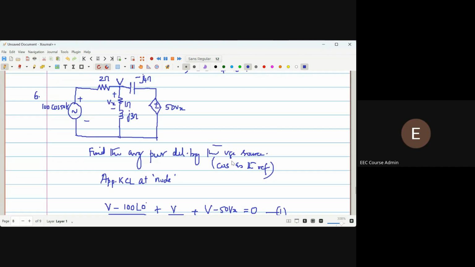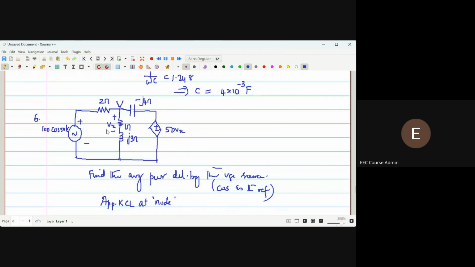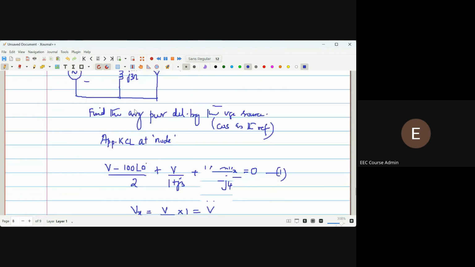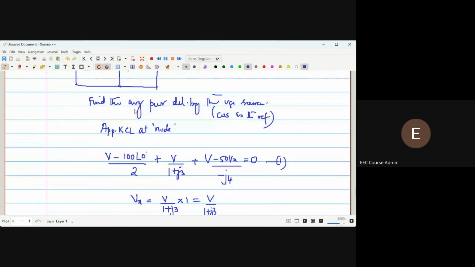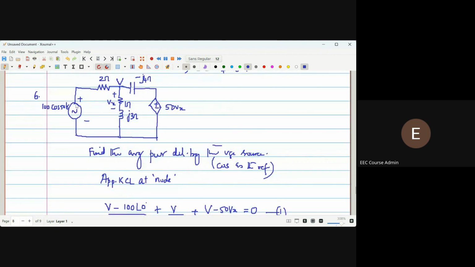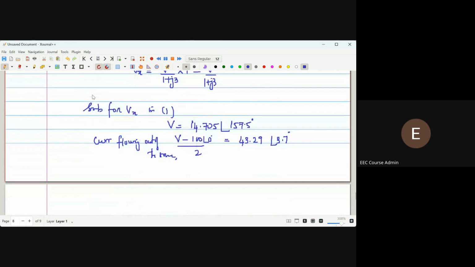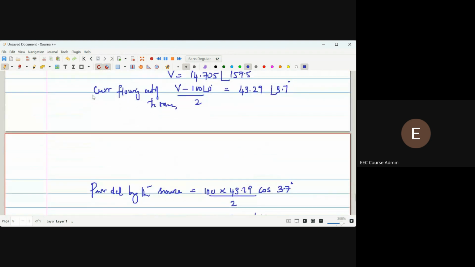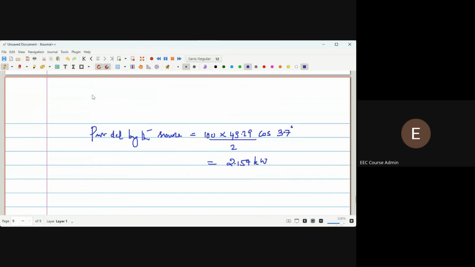Okay, by applying KCL at this node, I have written the equation here, equation 1. And what we are asked is the average power delivered by the voltage source, this 100 angle 0 voltage source. So for that we need to calculate this current. If we know the node voltage V, then V minus 100 angle 0 by 2 will give you that current. That will be in this direction, since we have taken V minus. So in effect, that will be the power delivered by this, and that will result in this value. You can just go through.